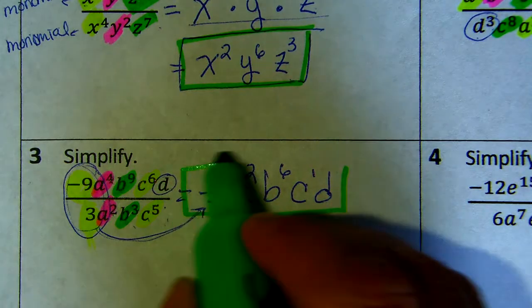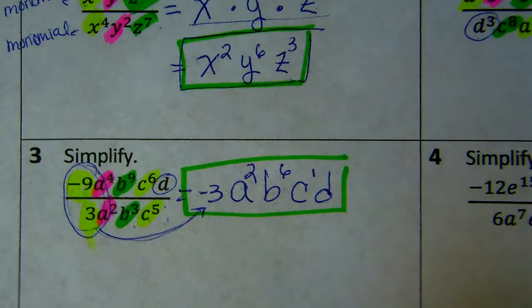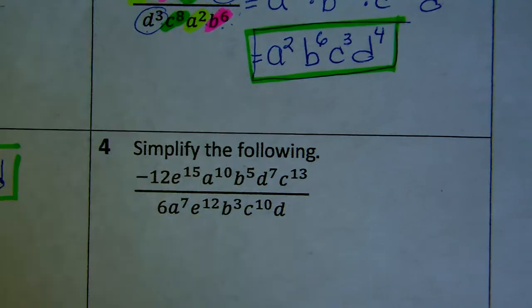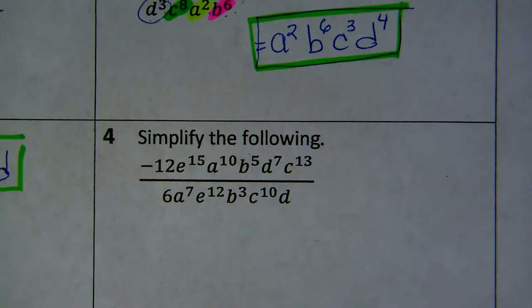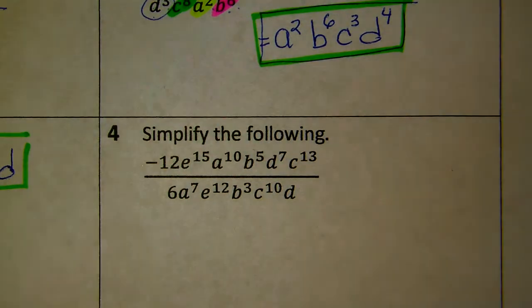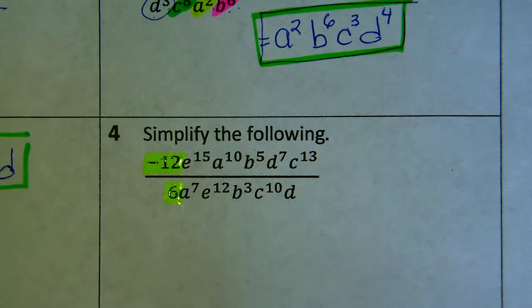Okay? This is your answer. We're going to keep it short and simple today. That way you can turn it in today. All right? This one, number 4. Again, we have 2 coefficients. And then we have the letters.